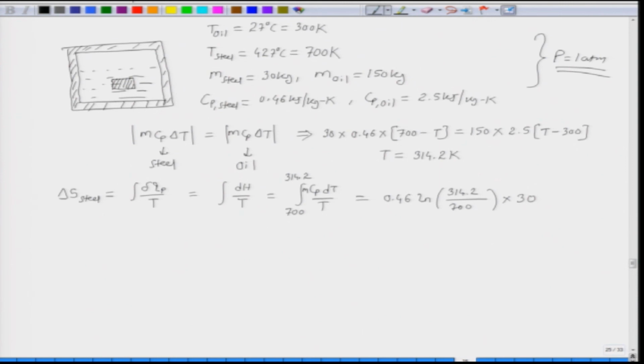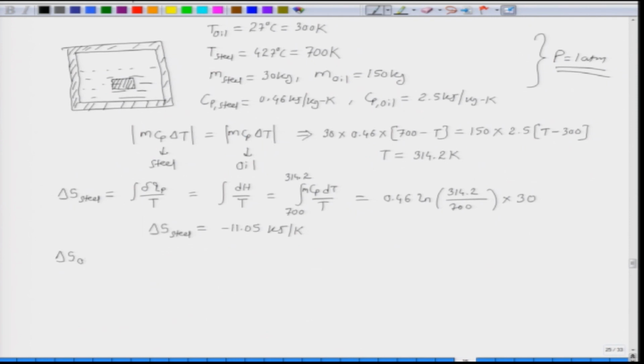So, obviously 314 is less than 700. So, the logarithm of it is negative. So, the entropy change for steel is negative, it comes out to be minus 11.05 kilojoule per Kelvin, which is obvious, right, because steel is losing heat. So, heat is rejected by the steel. So, the entropy has to decrease, there is no other external heat effect.